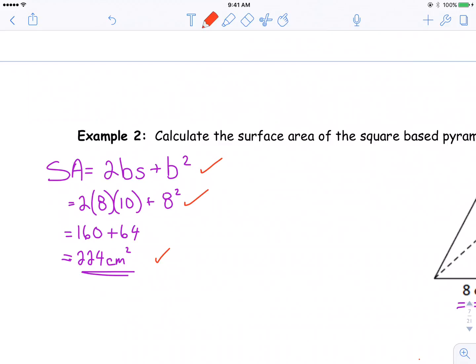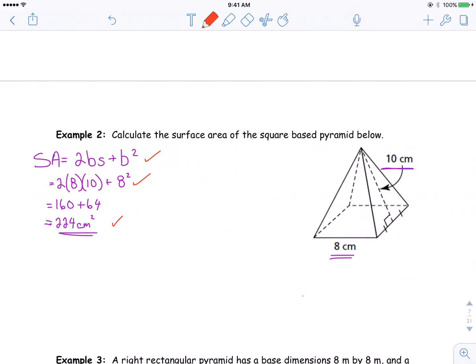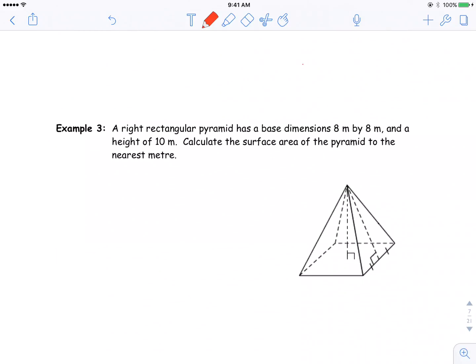So there's example number 2. I'll come back with example number 3 because it's a little bit more difficult, a little bit more complicated because we don't have a slant height. We have to read some other information into this question.